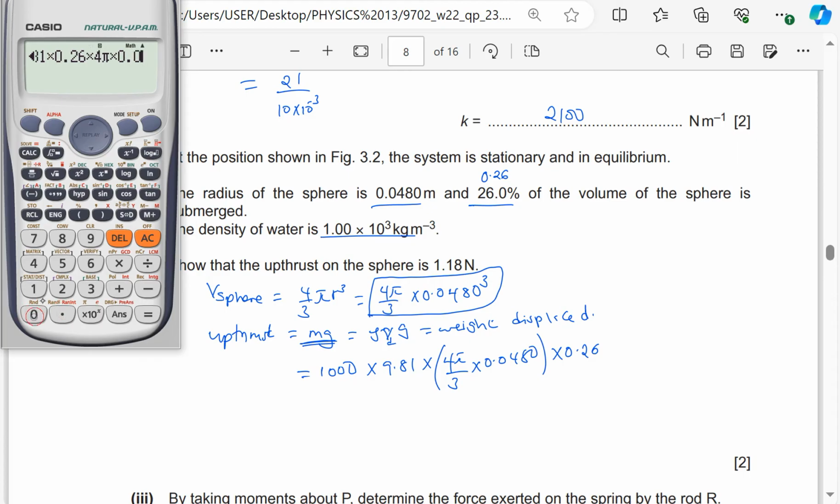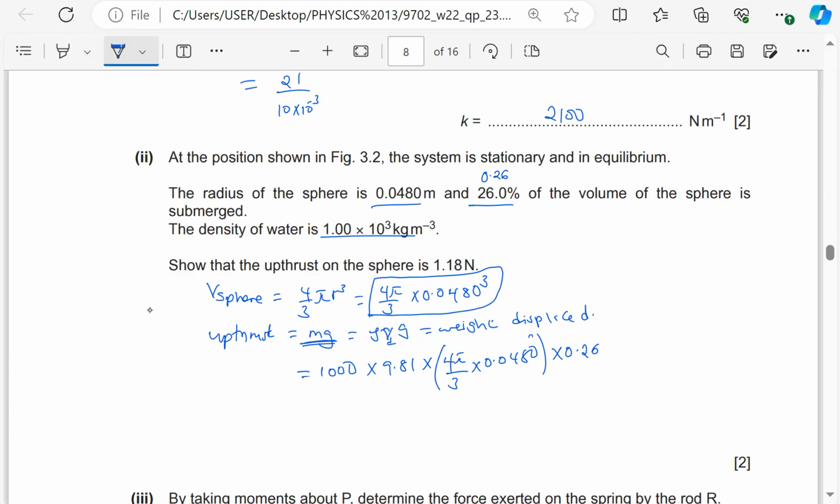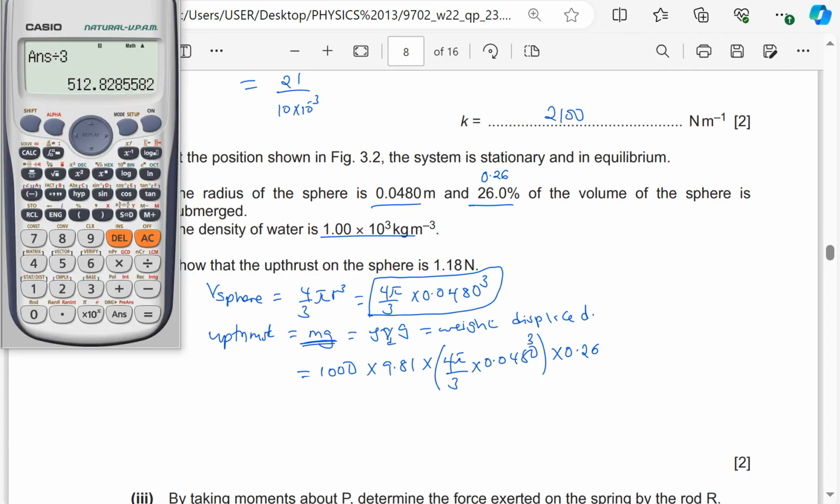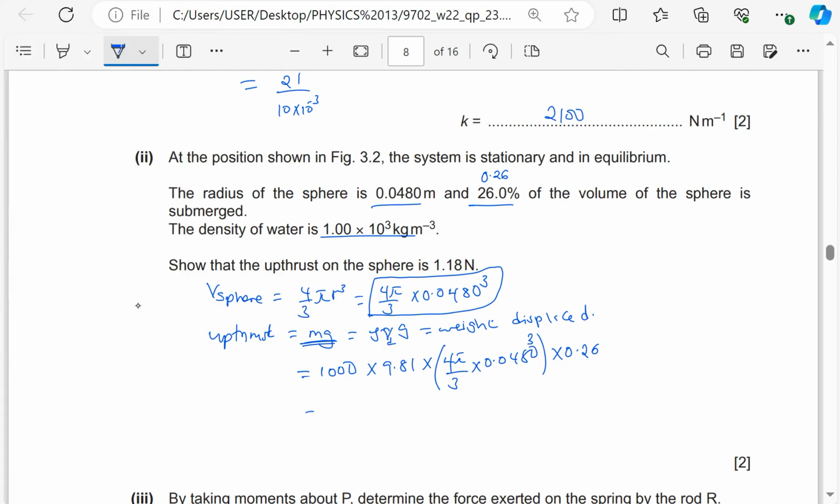times 0.048 divided by 3. So this is 5. Oh, I didn't raise this to power 3. So I'll just multiply again, I have to raise that to power 3, so I will multiply again by 0.048 squared. So this gives me 1.18 newtons, because this is supposed to be raised to power 3.